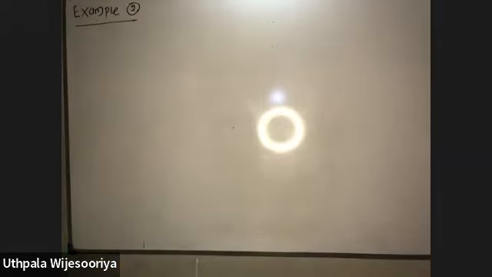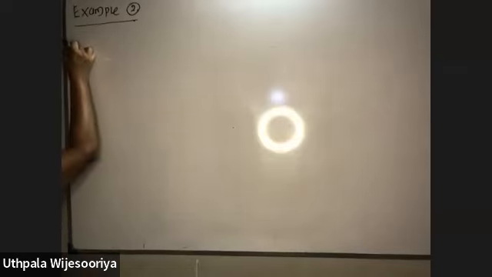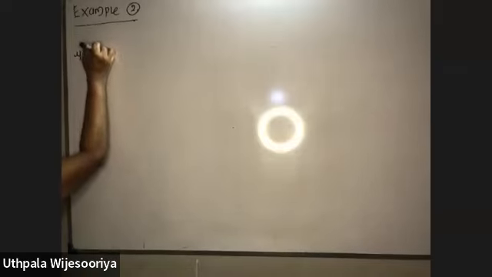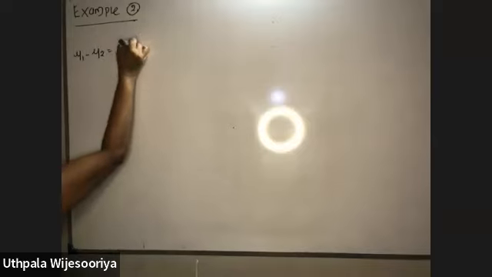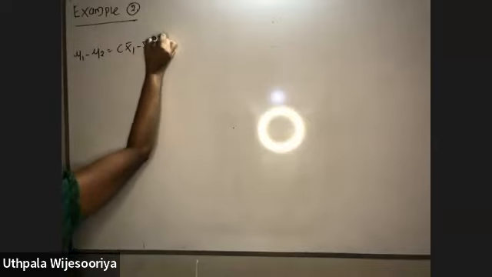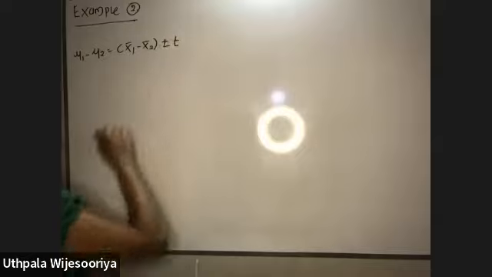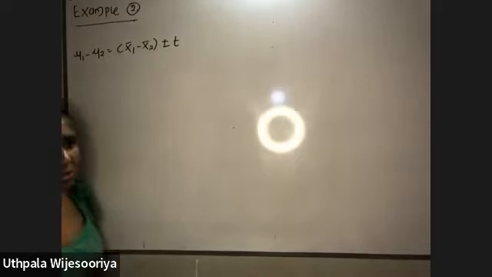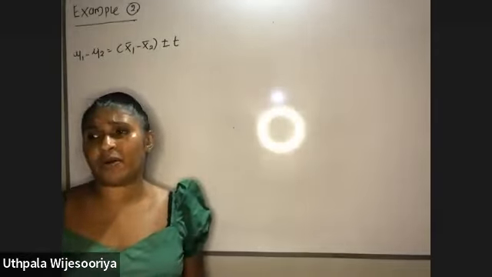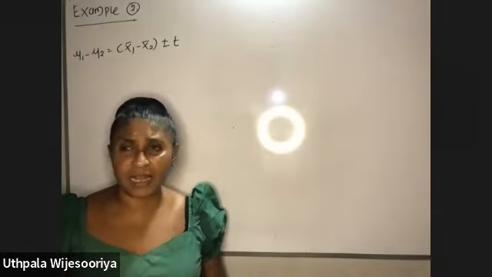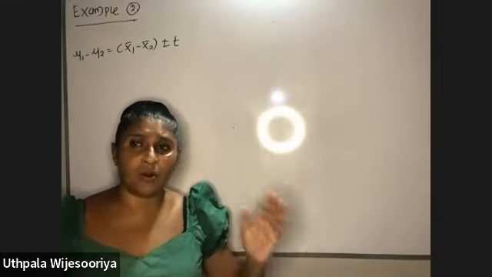Example number 2. Write your formula. Mu1 minus mu2 is equal to x bar 1 minus x bar 2 plus or minus t. What is that? So this is not sigma 1 square over n1 plus sigma 2 square over n2. Now here they assume that sigma 1 and sigma 2 are unknown and they are equal.